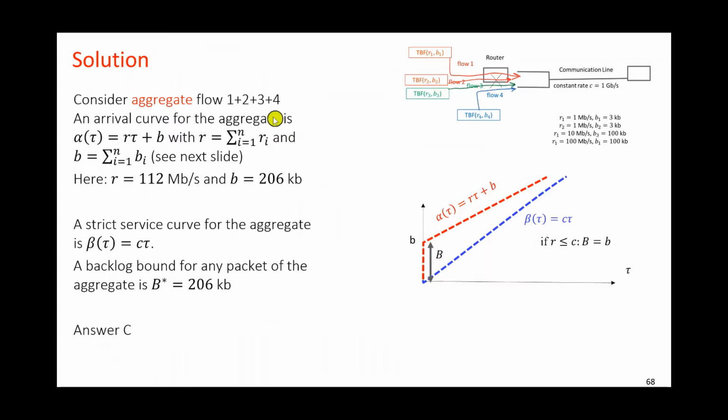So if I have flow 1, 2, 3, 4, I can take the sum, which gives 112 megabit per second and 206 kilobit. I know the aggregate satisfies this constraint. A strict service curve is given by that, so I do the vertical deviation. That gives 206 kilobit, which is the max I will need for the aggregate of the two. So this is how we can have an idea of the buffer size we require for an aggregate, for example, here.